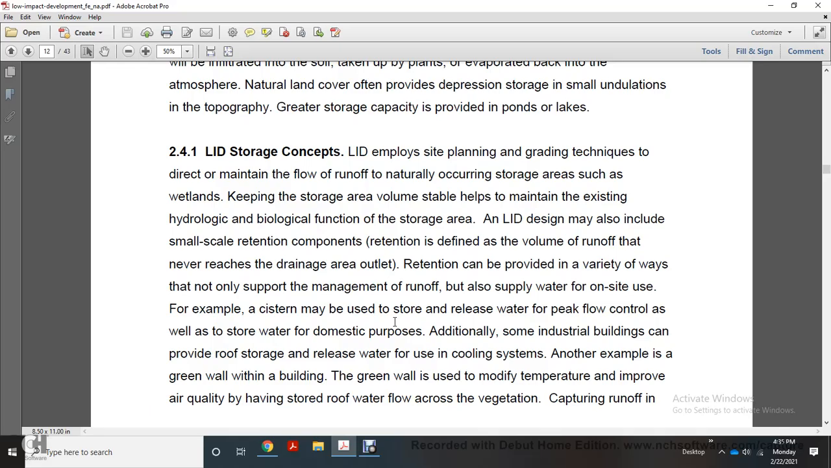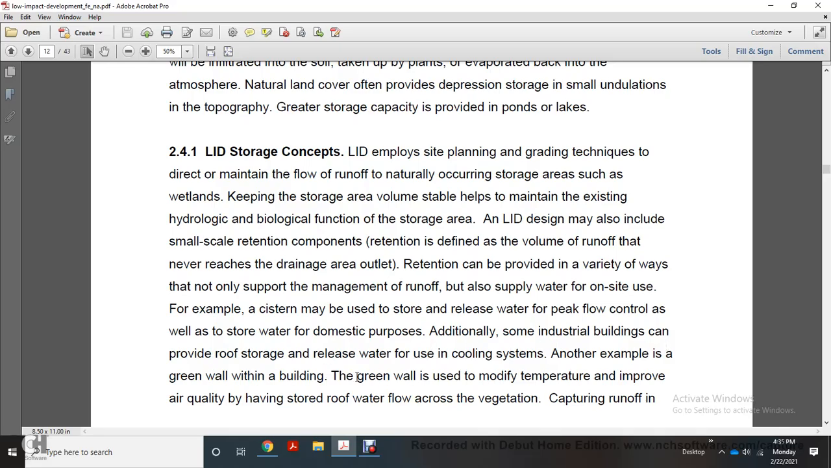Retention is defined as the volume of runoff that never reaches the drainage area outlet. Retention can be provided in a variety of ways, not only to support the management of the runoff, but also as a water supply for on-site use. For example, certain cisterns may be used to store and release water for peak flow control as well as store water for domestic purposes. Additionally, some industrial buildings provide roof storage and release water. A cooling system is another example.